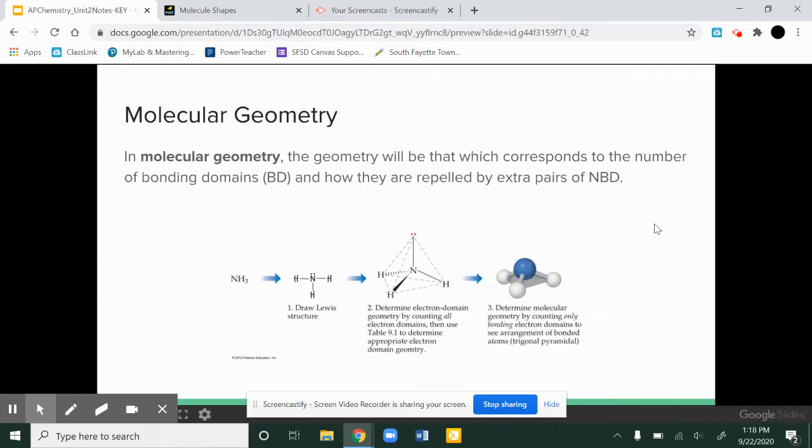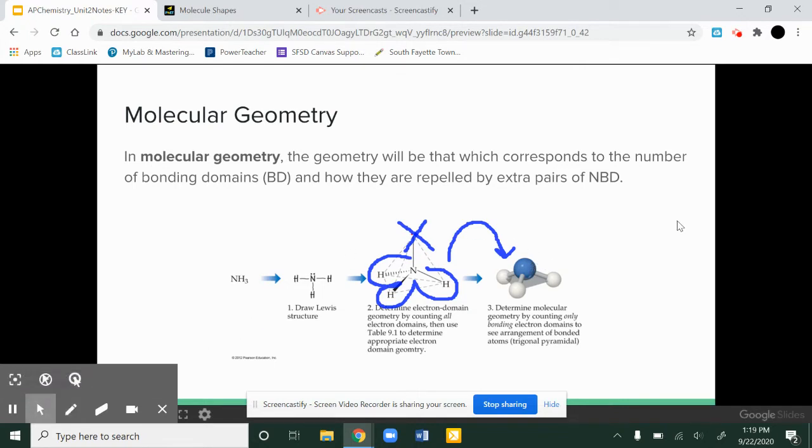Molecular geometry is taking our electron pair geometry, and like I said earlier, ignoring that pair of electrons, which then gives us the actual shape of the molecule. Those pairs of electrons still have an effect on the molecular shape, though. They repel the other domains, and that's why, even though we consider it not a part of the molecular geometry, it still influences the overall shape of the molecule.